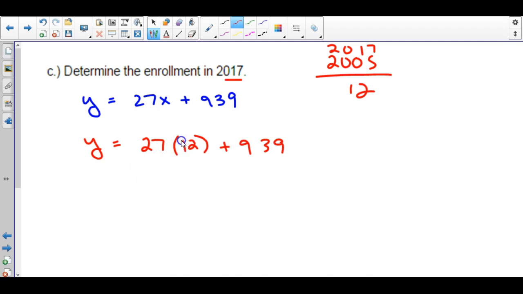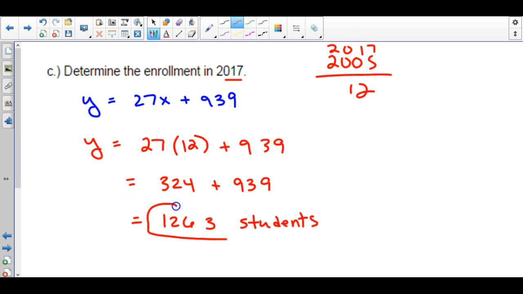So this is assuming that we're adding 27 students each of the 12 years, and then so what I'm going to do is take my 27 times 12, and that tells me that in that 12 years we've added 324 students on top of my existing 939. So I'm going to add that value to it and get 1,263 students. So that'd be my approximate enrollment in 2017.